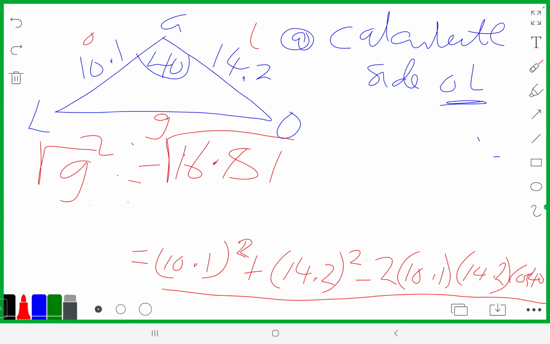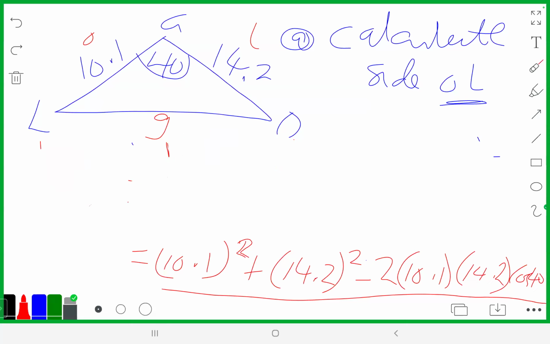I found 4.1. But I doubt. Anyways, try to do these things in isolation. I'm doubting your figures that you're finding. So, what is 10.1 squared?